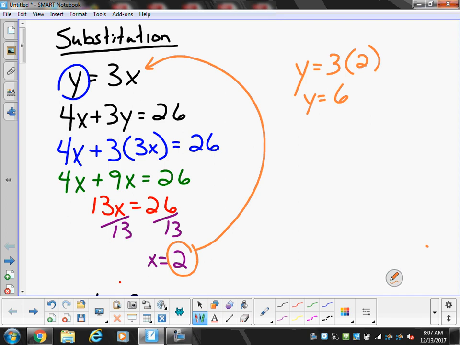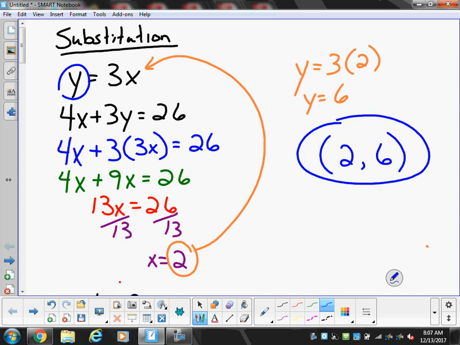Okay. And in a system of equations, we're always going to write our answers as an ordered pair. And the ordered pair always goes in alphabetical order. So the x in this case comes before the y. So it's parentheses with the 2 comma 6. And that is the solution.